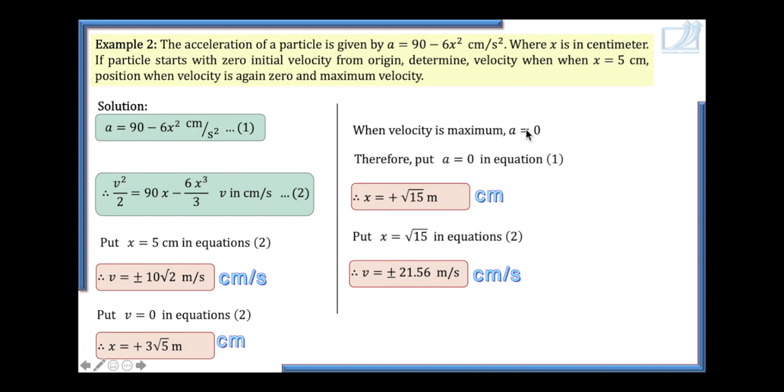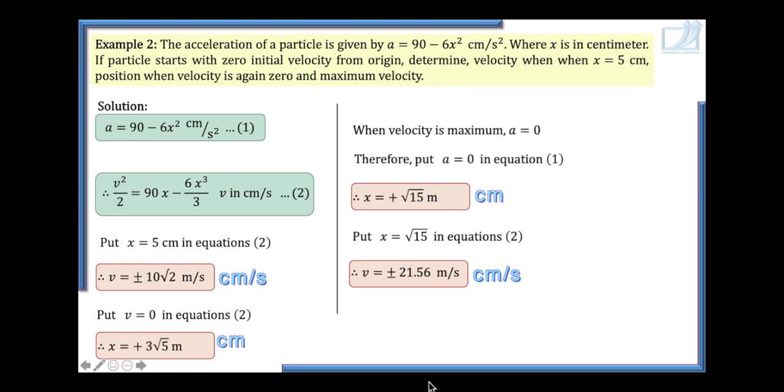Then when velocity is maximum, put acceleration 0, they get x as root 15. Then they put the value of root 15 in equation 2, they get the answer 21.56. They don't think at all that these are all vector quantities, and directions are associated with these answers. They just write all these magnitudes in the answers and they think that they have solved the problem. So put and get the answer, put and get the answer, without knowing what they are doing. Such a person cannot be an engineer.